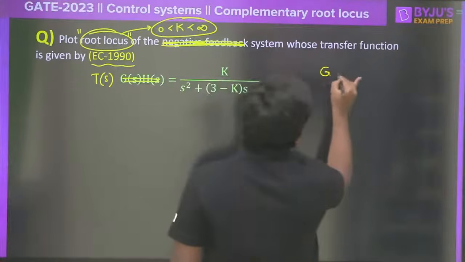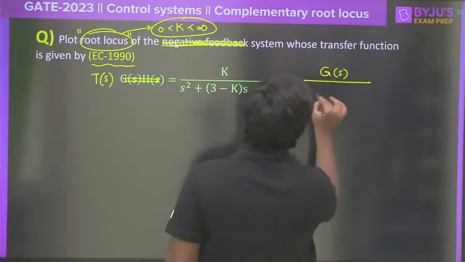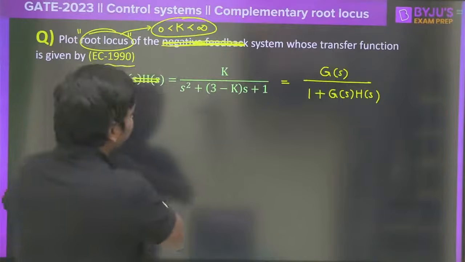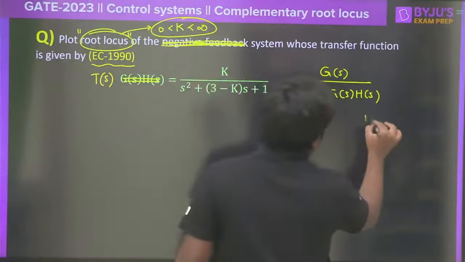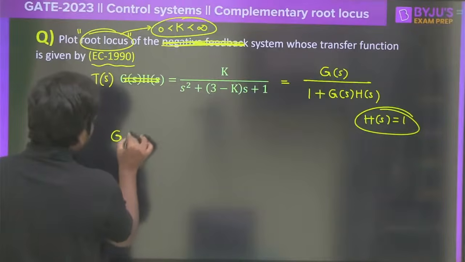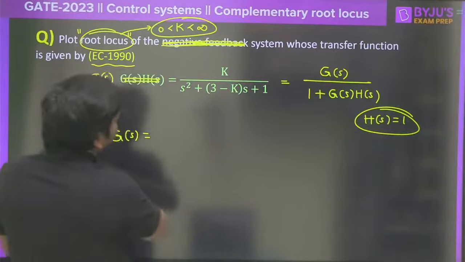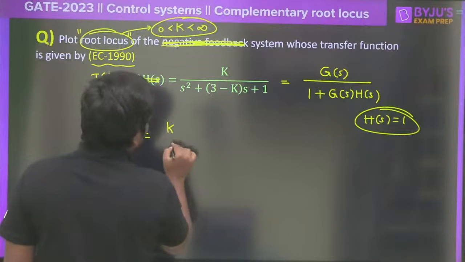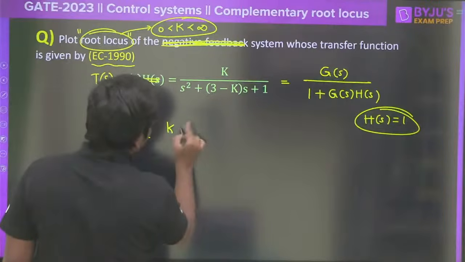Therefore, what can I say? This could be written as g of s divided by 1 plus g of s into h of s, right? So can you please make this arrangement and tell me what would be g of s into h of s here? Or else let us consider the unity feedback system. For the time being, let's consider that h of s is equal to 1. No problem with this, right? Then what would be g of s? So g of s is equal to 1 plus yes. So it is going to be k into, otherwise you can take this one, no problem, k into s, right?